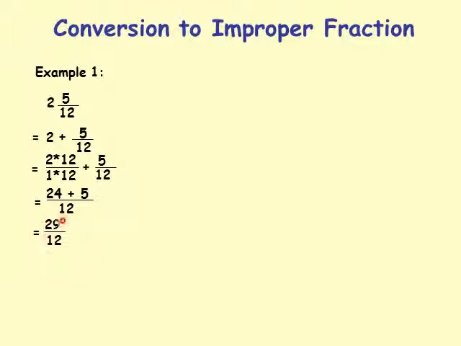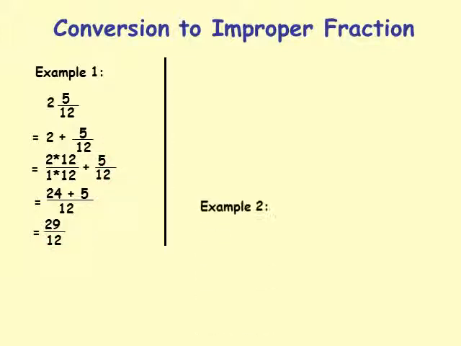This is my final answer. That's my improper fraction which represents the mixed fraction. The given mixed fraction was 2 as a whole number, 5 divided by 12 as the proper fraction. After we took out 2 here and then multiplied and divided by 12 and also added the given proper fraction, we got 29 over 12.